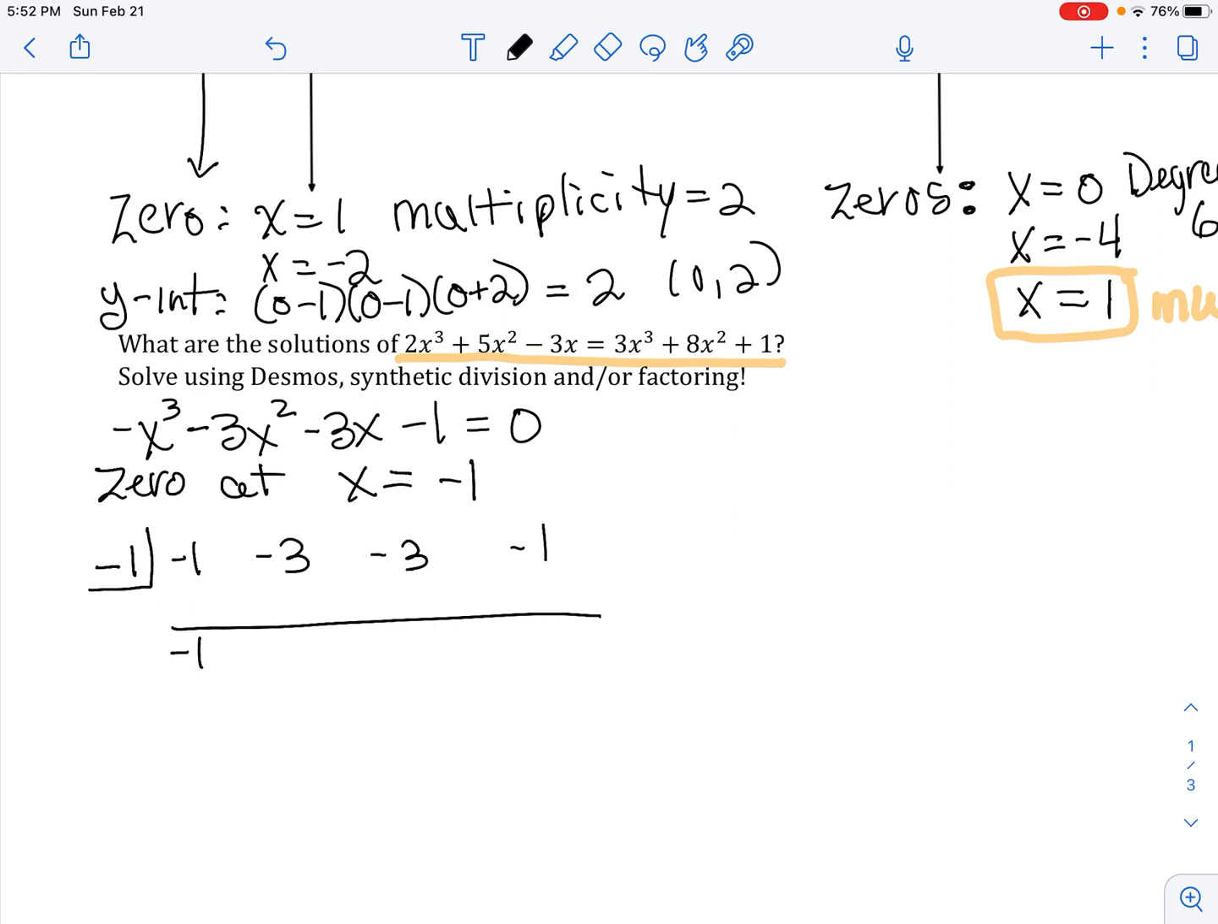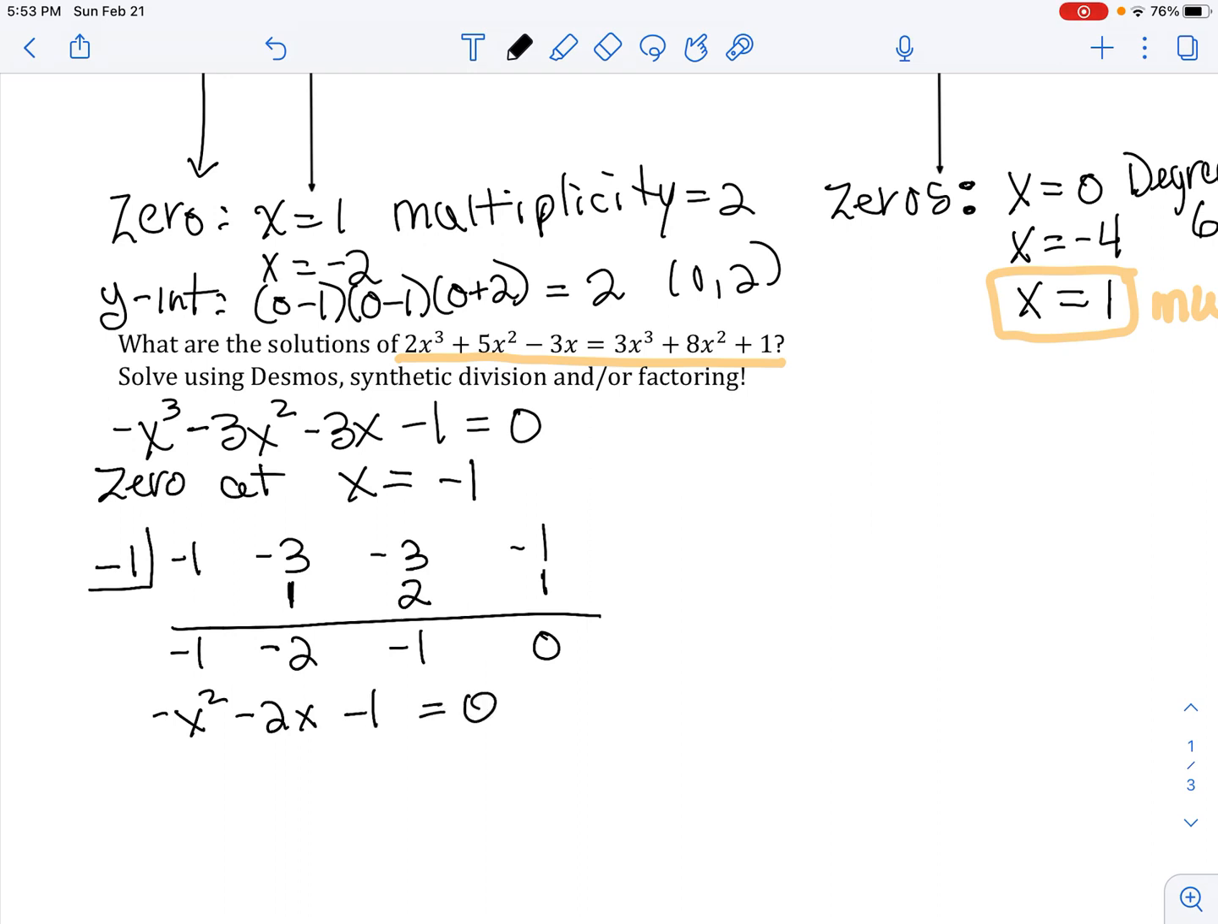So bring down the -1, multiply it by the -1 in the house, and you get a +1. Add -2 times -1 is +2. Add -1 times -1 is 1. And of course, we have a remainder of 0 because you always have a remainder of 0 when you know that the number in the house is in fact a 0. All right, so -x squared minus 2x minus 1 equals 0.